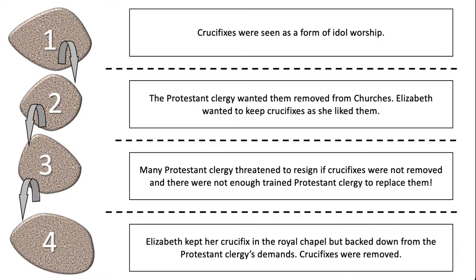So essentially what happens is the Protestant clergy threaten to resign if crucifixes aren't removed. And because this is relatively early into the settlement, there's not enough trained Protestant clergy to replace the ones that are dissenting. So Elizabeth steps back and allows those Protestant clergy to get their way, have the crucifixes removed, because she can't simply replace them. But as we see, she likes crucifixes. She likes those bits of decoration, hence the compromises in the first place. And she keeps her own crucifix in the royal chapel.